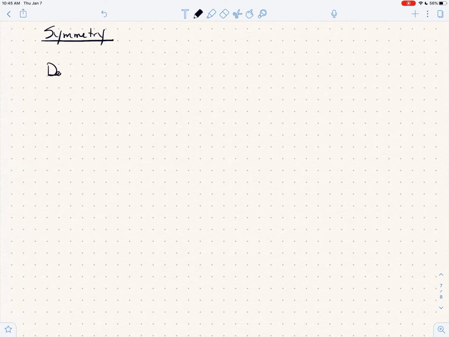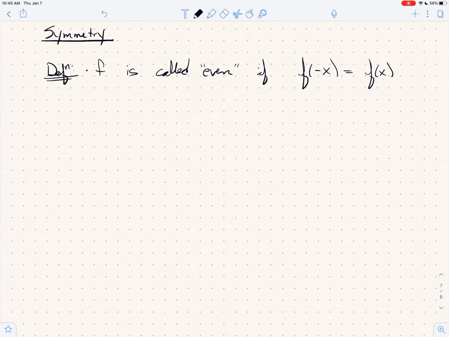All right, so we call a function even if f of minus x is the same as f of x, and we're going to call f odd, not if it's unusual, but if f of minus x is minus f of x.